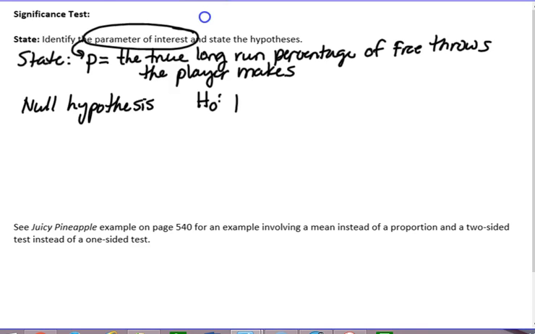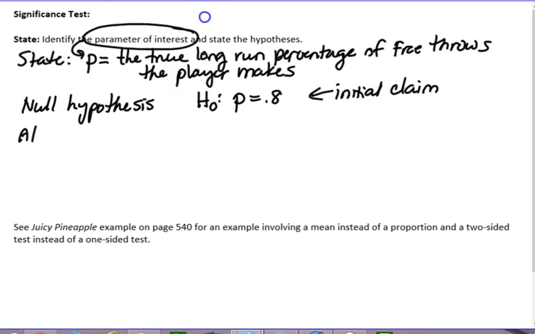So the initial claim is that P equals 0.8. Here's our initial claim, initial information. We call it null because it's like nothing has happened, nothing has changed. We're saying this is what she says, and assuming it's true, nothing has changed. This would be the claim.